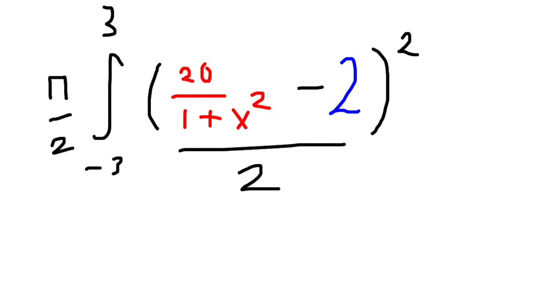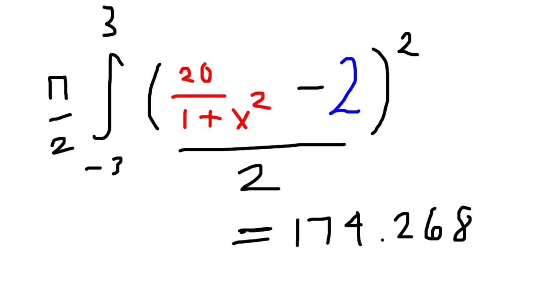And then also remember to multiply the whole integral by pi divided by 2, and you use the same limits, which are -3 to 3. And then when you plug that into your calculator, you should get 174.268 or something like that.